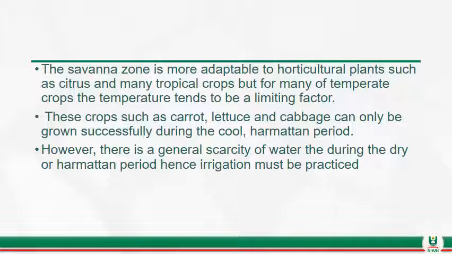Now, the other one is the savanna zone, which is more adaptable to horticultural plants like your carrots, your lettuce, cabbages, which are grown during the short harmattan period in the north, and it does very well, even though there's no water, but you can practice irrigation. It comes out very, very well and wonderful. So these are the two zones that exist.